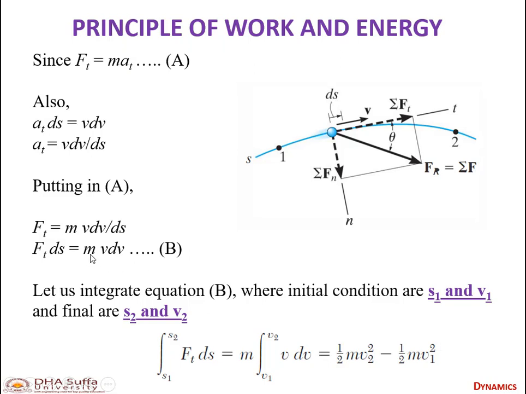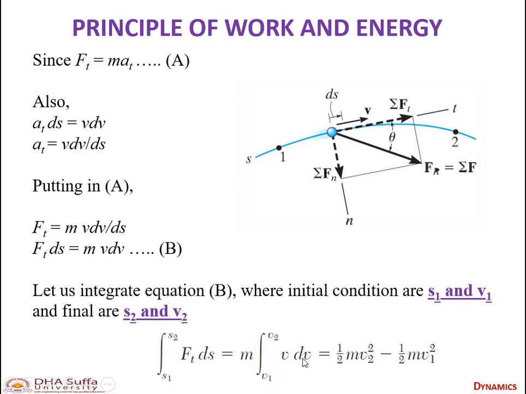Now if I need to find the work done, we need to multiply with ds on both sides. So Ft ds equals m v dv upon ds. Now we multiply it with ds, so the ds cancel out each other. Now we have this equation. If I integrate this equation, what would happen? Integral s1 to s2 of Ft ds, the total work done by the force along the tangential direction, equals mass times integral v dv.